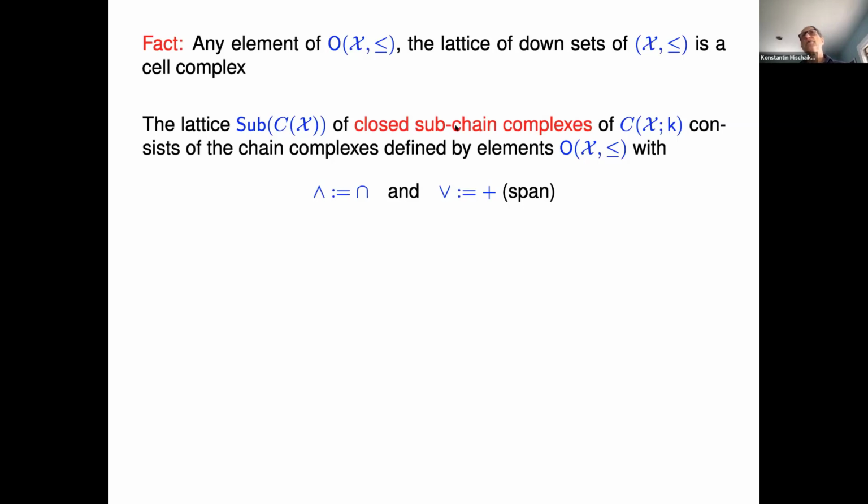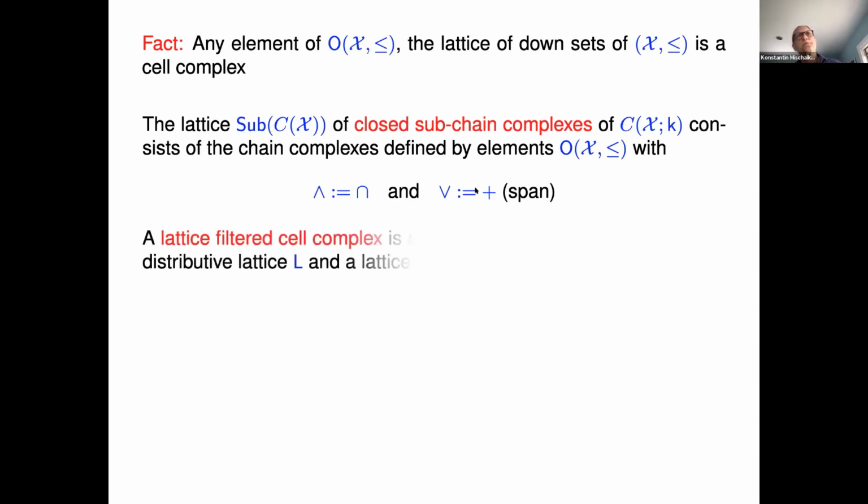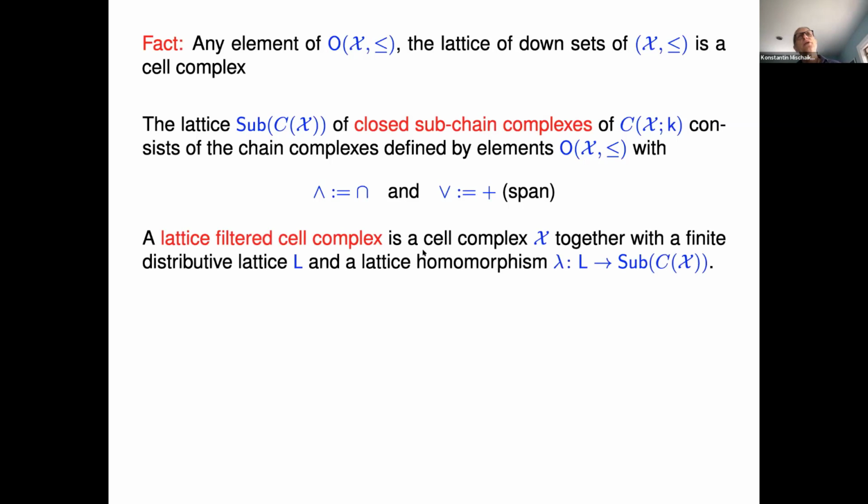So this is a lattice of linear algebra. And here's the first place where this is still intersection, but this is span. All right, so I'm just doing linear algebra here. You can actually think of this as matrices acting on vector spaces. And here's one final definition.